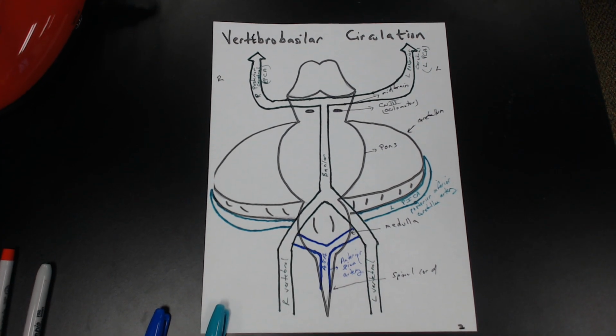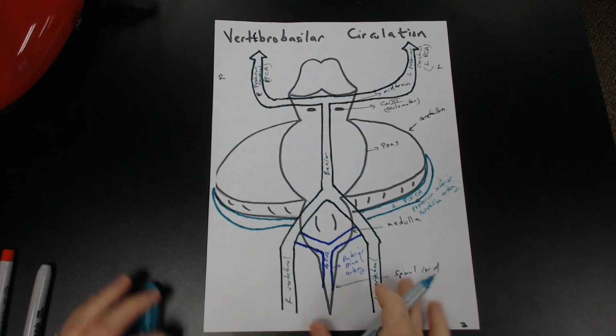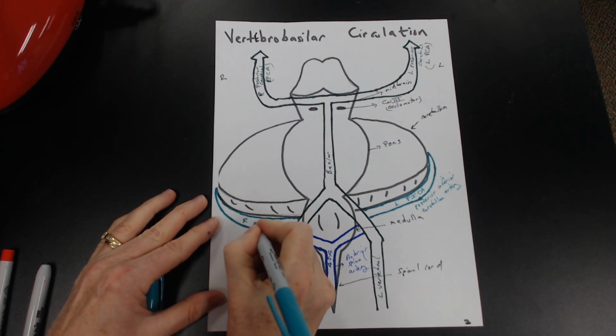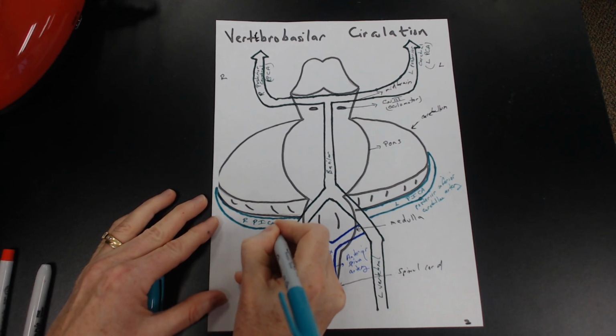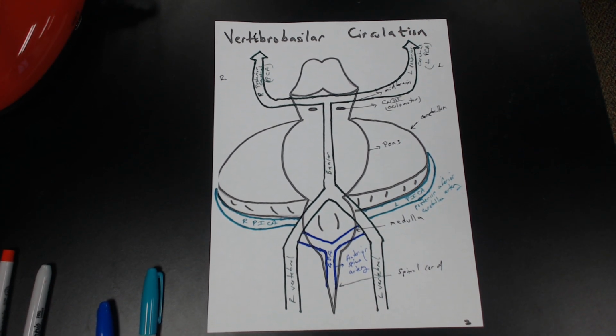So, PICA, the posterior inferior cerebellar artery, supplies the posterior inferior surface of the cerebellum with blood. Make sense? Got it? That's on the left side, and on the right side you have a right PICA. So, right and left posterior inferior cerebellar arteries come off of the left and right vertebral arteries and supply the posterior inferior surface of the cerebellum with blood.